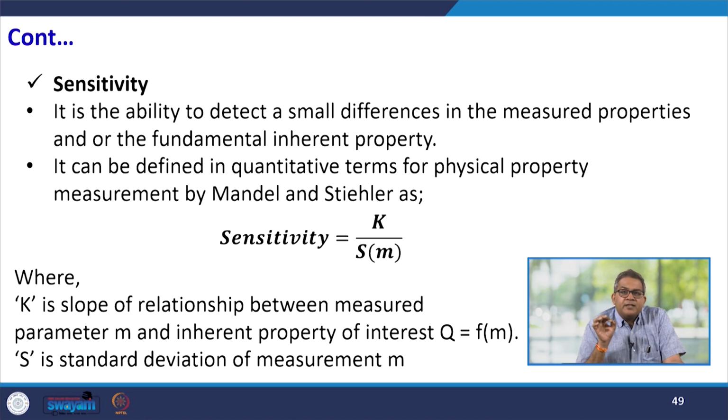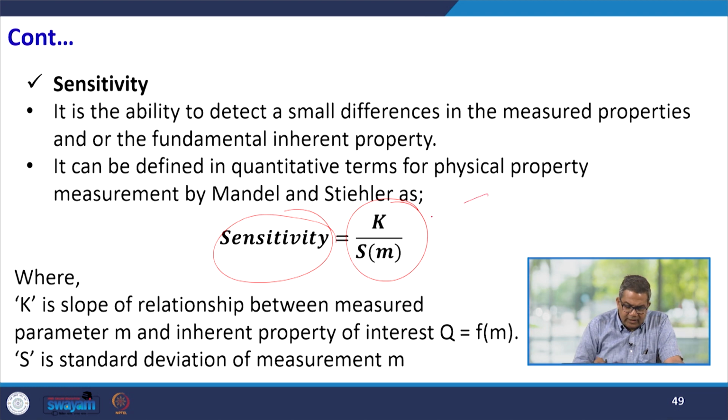Sensitivity. It is the ability to detect a small difference in the measured properties or the fundamental inherent properties. It can be defined in quantitative terms of physical property measurement. Now, this can be determined as sensitivity equal to K over Sm, where K is the slope of the relationship between the measured parameter and inherent properties of interest, that is Q is a function of M, and Sm is the standard deviation of measurement M.